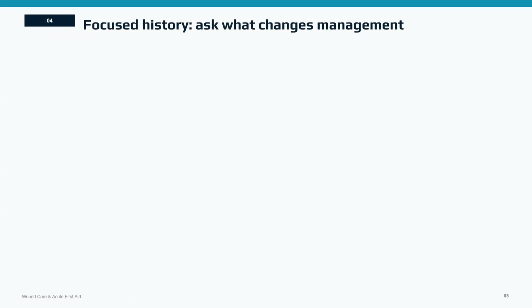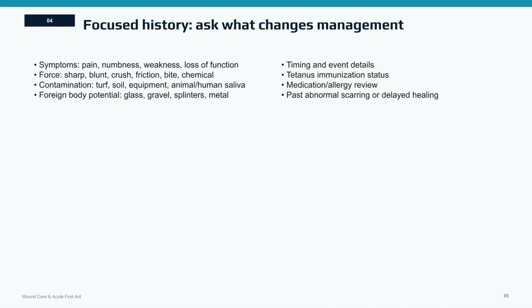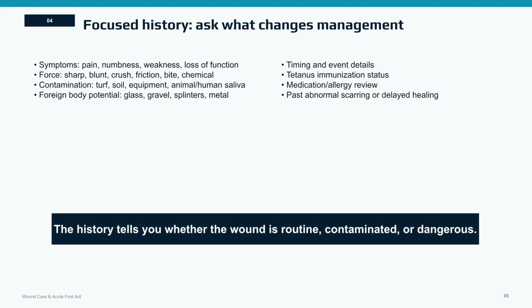A focused history should ask what changes management. Key details include symptoms, force, contamination, and foreign body potential. We also check timing, tetanus status, medications, and any history of abnormal scarring. The history helps determine if the wound is routine, contaminated, or potentially dangerous.